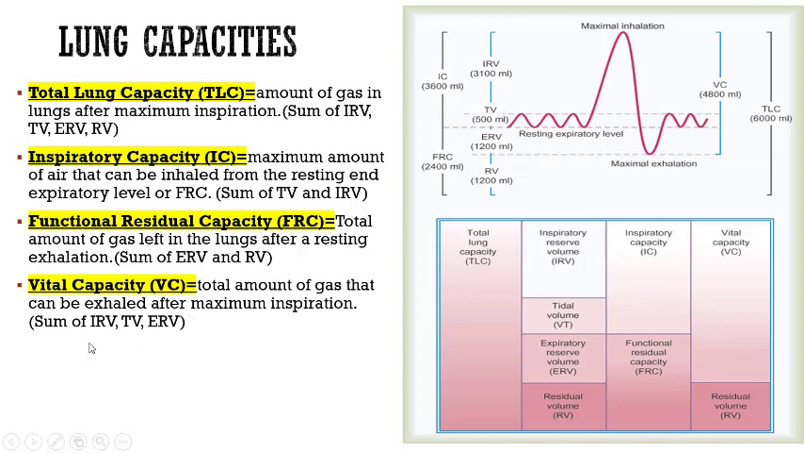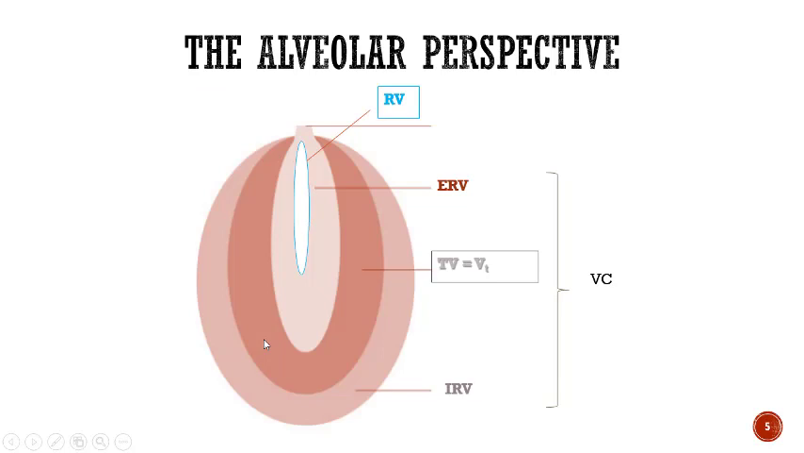This is the sum of the IRV, the tidal volume, and the ERV. Vital capacity, and this definition is kind of unique to this capacity. It doesn't overlap with the others as much. So just think total amount of gas that can be exhaled after maximum inspiration. If you took the biggest breath in that you could and you blew it all the way out till you had nothing left to give, that is your vital capacity.